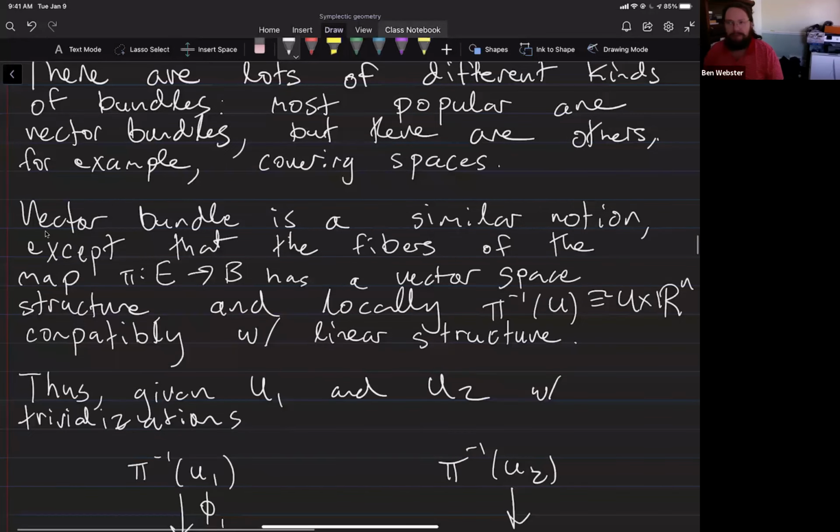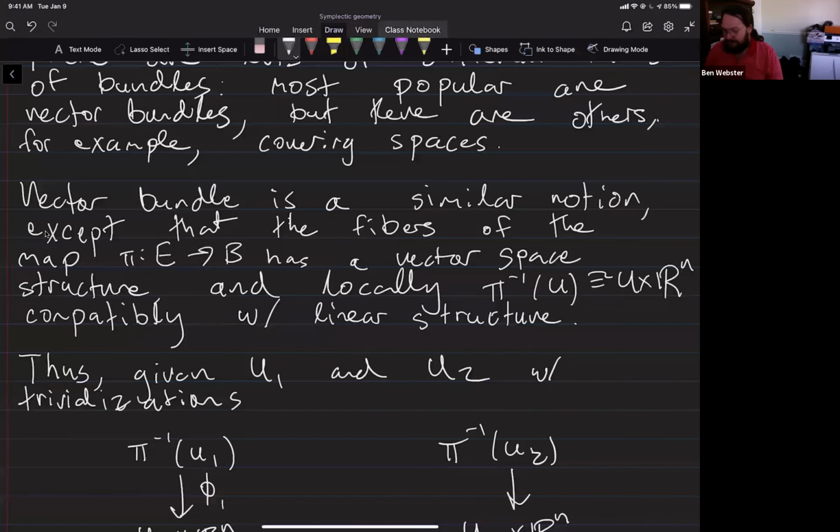The kind of bundle you're probably much more likely to be familiar with is a vector bundle. That's a map from one manifold to another manifold. It superficially looks like a principal bundle, but it's a little bit different. The fibers of the map each have a vector space structure, and locally it's trivial compatibly with the vector space structure. So I have an isomorphism of pi inverse of U with U times R^n, which preserves the vector space structure on R^n.